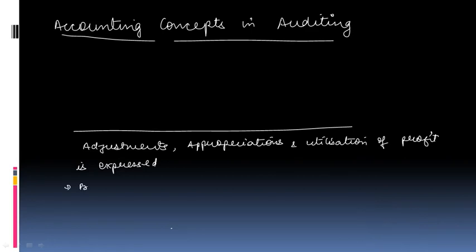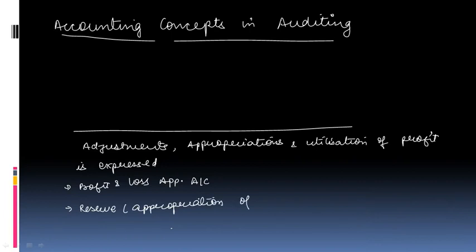You know about the profit and loss appropriation account. In this we do such kinds of appropriations. They are below the line, right? Reserve also. Reserve is an appropriation of profit, so hence it is also considered below the line.